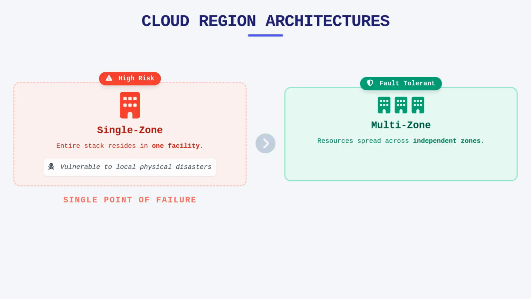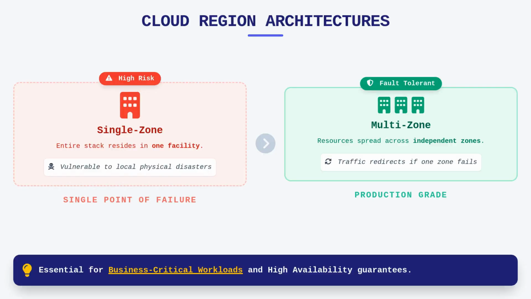fault tolerance. By spreading resources across multiple zones, you ensure that if one zone experiences an outage, the other zones can continue processing traffic. This is a standard practice for production-grade, business-critical workloads that require high availability guarantees. Designing for this model is essential if you want to eliminate single points of failure within your cloud environment.